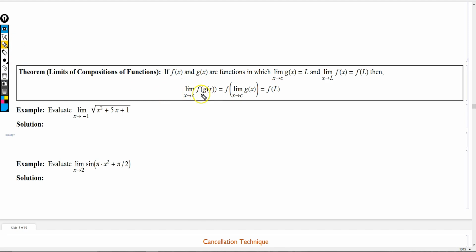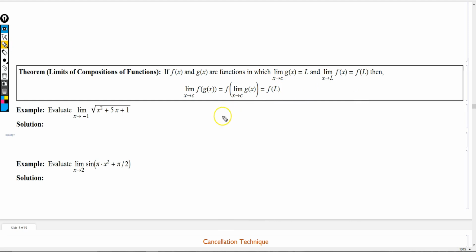This makes sense that this is equal to this over here, because as x is getting closer to c, the g is assumed to be getting closer to L. And so what's inside the parentheses here is getting closer and closer to L, and we know that if you take something and let it get close to L, f of that something will get close to f of L. So that's why we have this result.